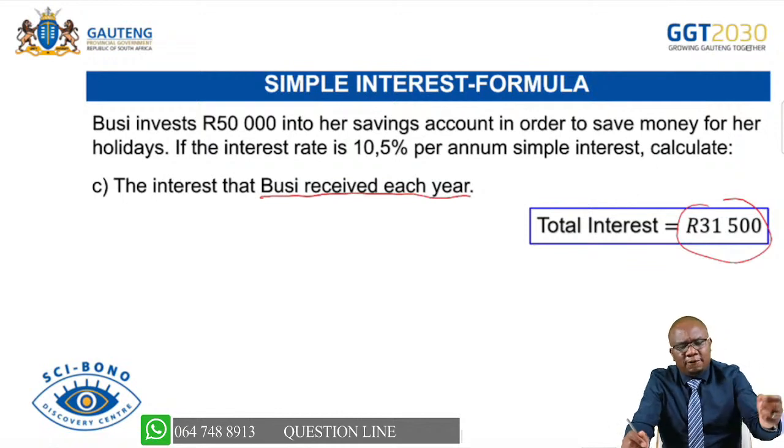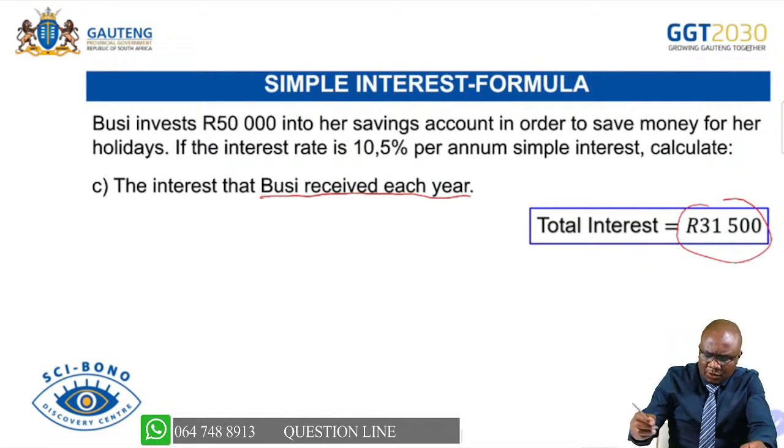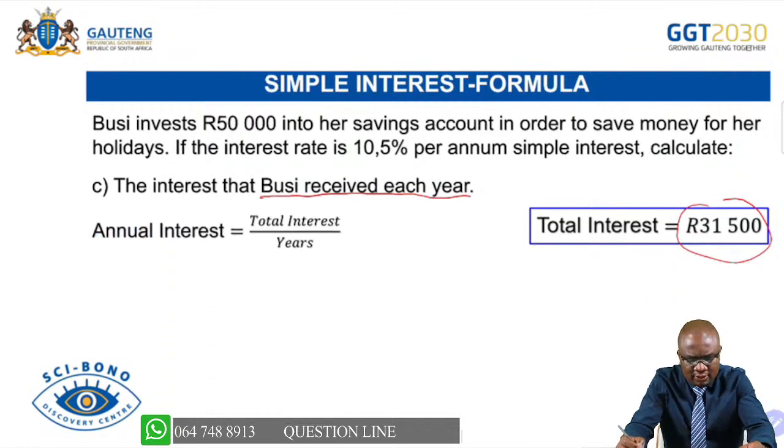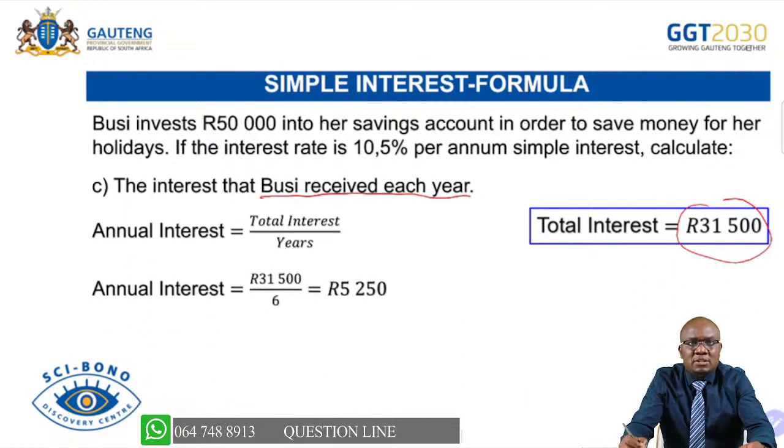Right, now we can divide our total interest by the number of years, which means each year she was getting 5,250 rands. Okay, right, let's move on to the next question.